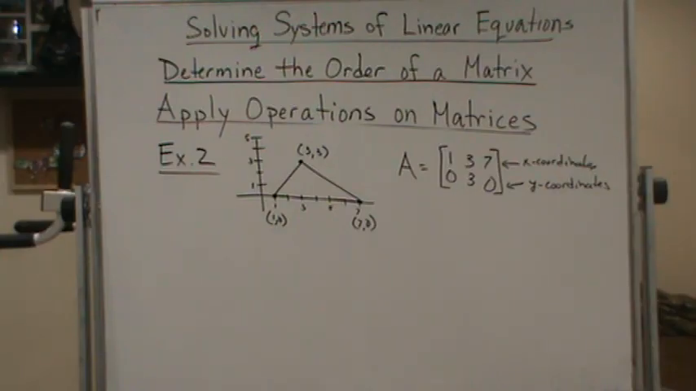All right, so the first one says use addition of matrices to shift the triangle 3 units to the left and 2 units up. So 3 units to the left and 2 units up. Okay, so that's what we want to do for this first part, right?